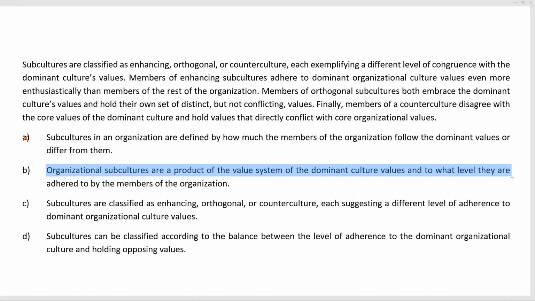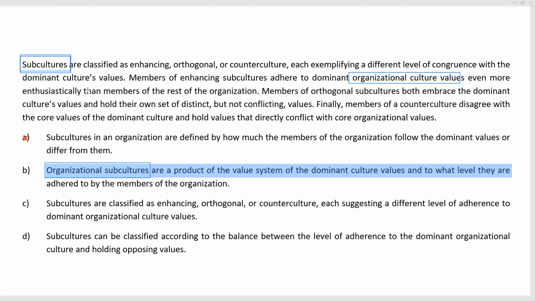Option B says organizational subcultures are a product of the value system of the dominant culture, values, and to what level they are adhered to by the members of the organization. Now we have quite a lot of problems with this. First off, this changes the subject to organizational subcultures. We don't necessarily call them organizational subcultures. Yes, these are discussed in the context of an organization in the later defining statements of these three types of subcultures. But the primary subject is not organizational subcultures, but just subcultures.